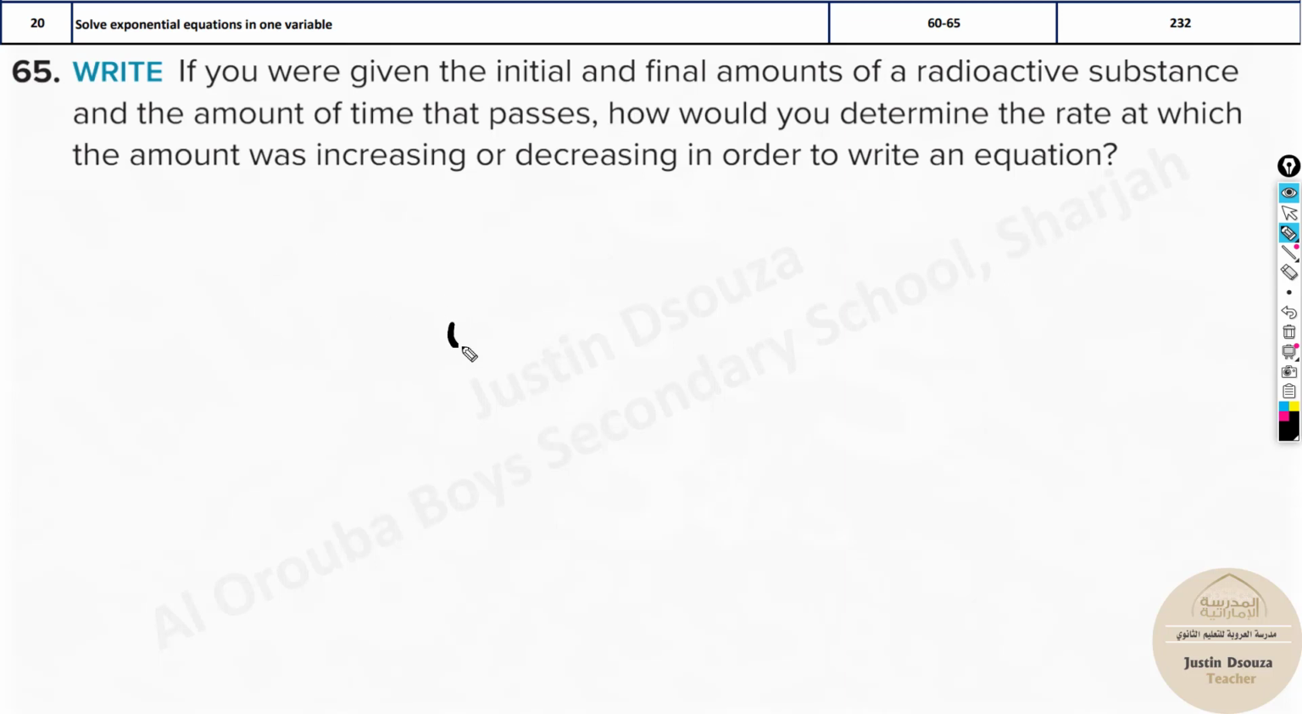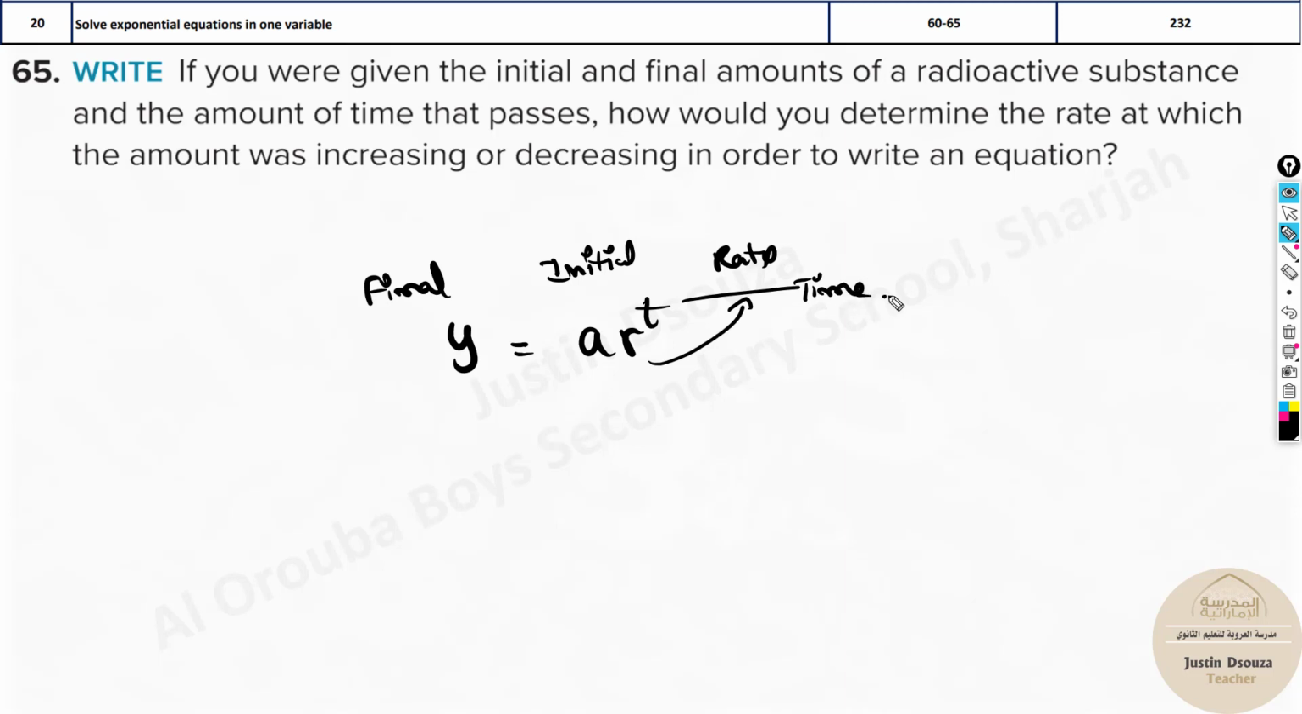Okay, the rate formula. It's given by y, the final amount, is equal to a, the initial amount, times r, the rate, to the power of t, the amount of time, the time interval. Yes, the amount of time that passes. So this is the equation. Here y is the final amount, a is always the initial, r is the rate, and t is the time interval.